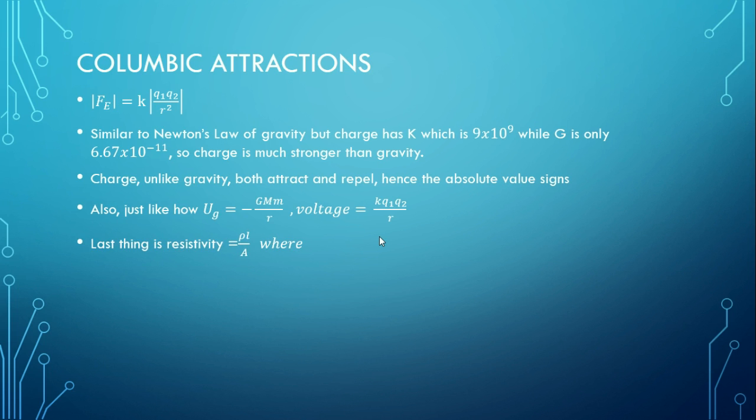And the last thing is resistance equals rho times L over capital A, where rho is the resistivity of the material. So how resistive is it? How much resistance it has. L is the length, so the length of a wire, let's just say. And A is cross-sectional area. So basically, if you took a slice out of a wire, how big is the circular part?